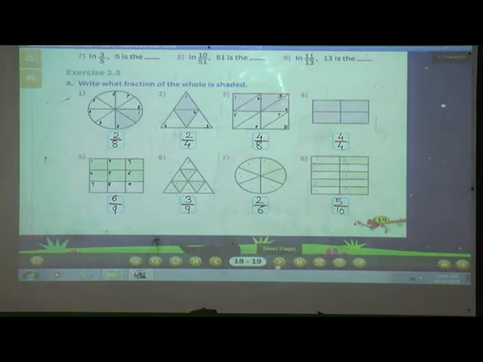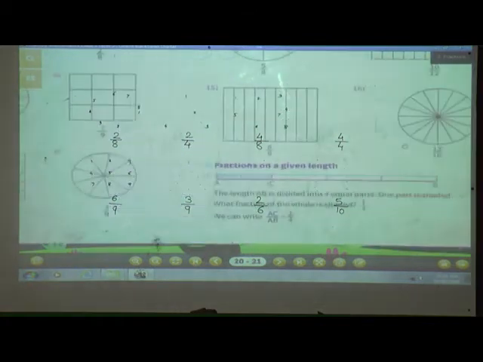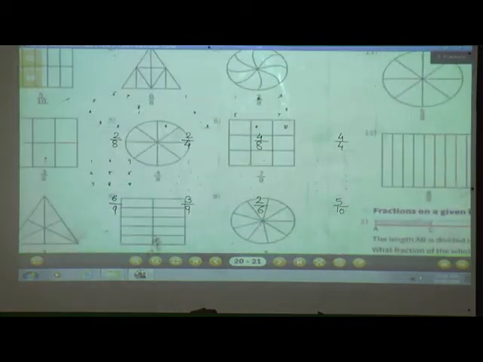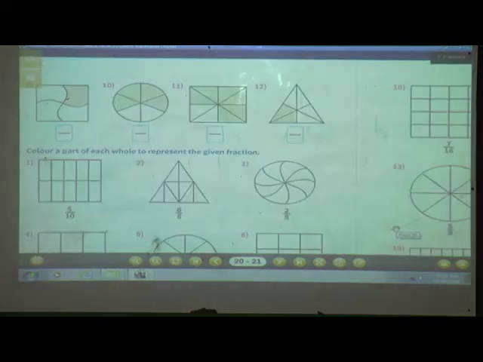Okay, now we'll move to the next example. Turn the page. See the ninth one.